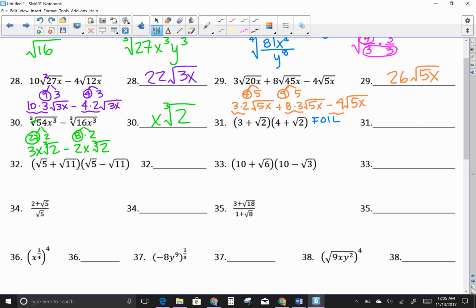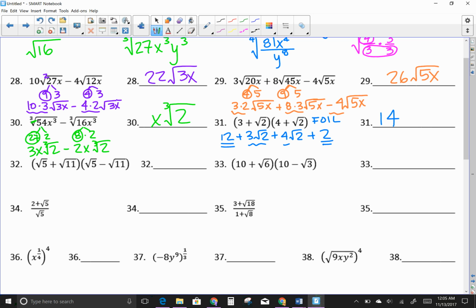The first terms, 3 times 4, give me 12. The outside terms, 3 times the square root of 2, is 3 square roots of 2. The inside is 4 times the square root of 2, which is 4 square roots of 2. And the last is the square root of 2 times the square root of 2, which is 2. That makes these two like terms, and 12 plus 2 is 14.